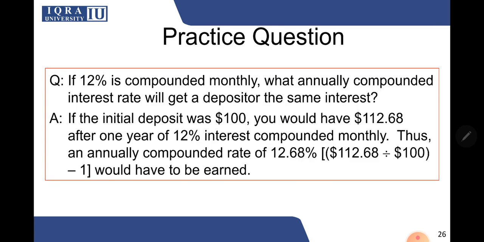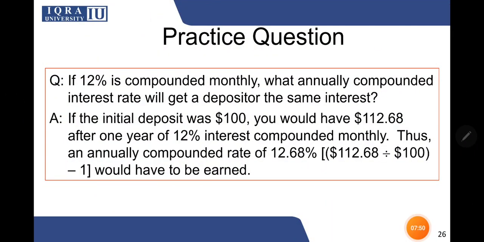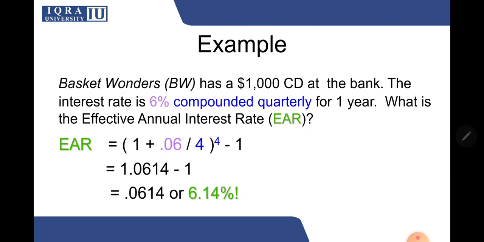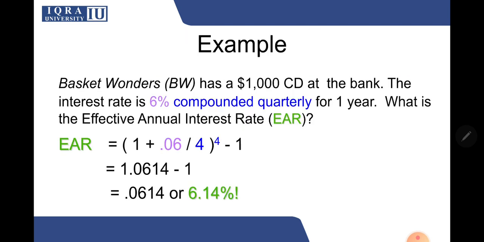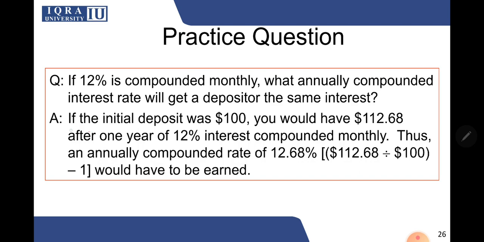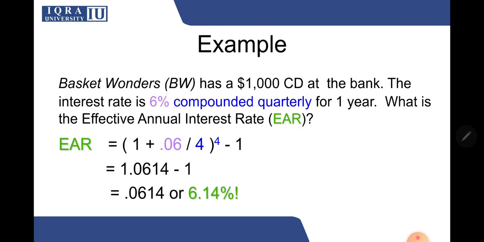Another practice question is that if 12% is compounded monthly, what annual compounded interest rate will get a depositor the same interest? So 12% compounded monthly, you can use the effective annual rate formula to make this calculation. So let's go back. This was the formula. You can actually use that formula with M. So I'm not going to use the solution that they have given us. Instead of that, I'm going to use this.